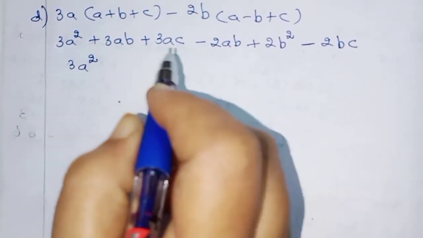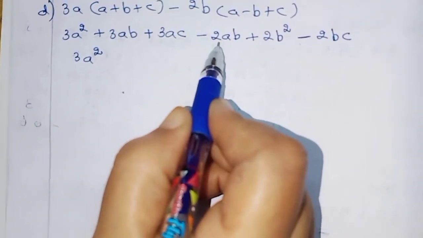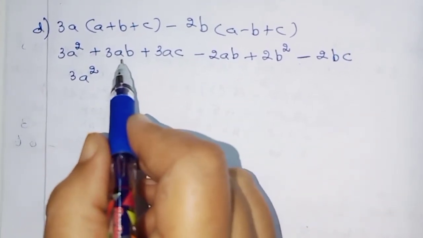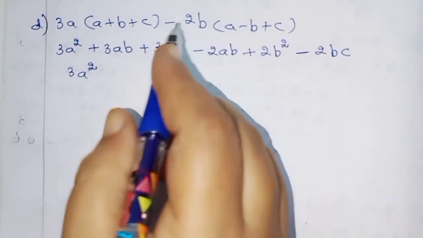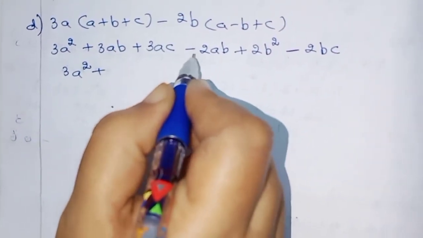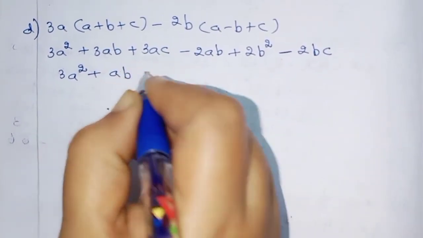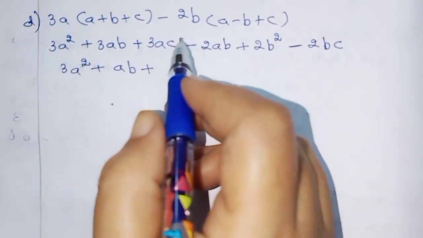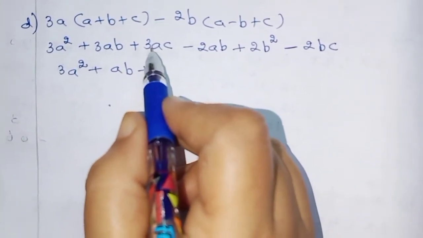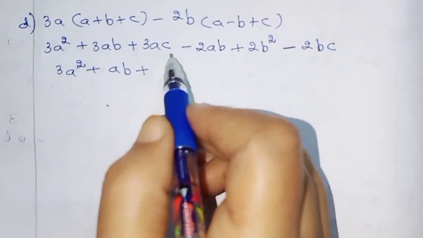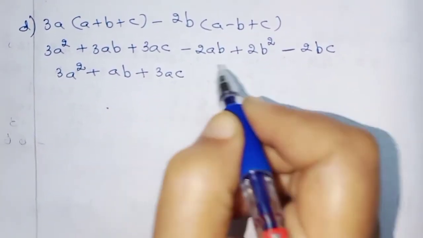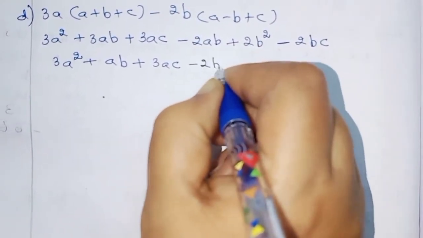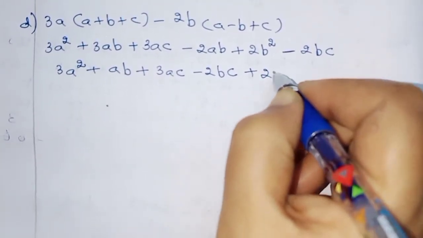Now we add and subtract the like terms. 3a square. This is plus 3ab and this is minus 2ab. One positive, one negative, so we subtract. What is 3ab minus 2ab? What is 3 minus 2? 1. 1ab means ab. Then we have here 3ac. There is no other term with ac, so we write this as it is, 3ac, minus 2bc plus 2b square.